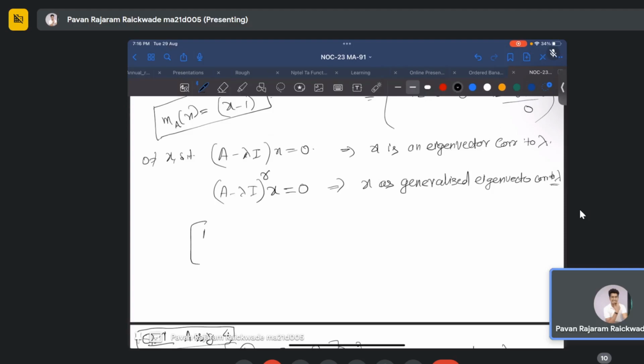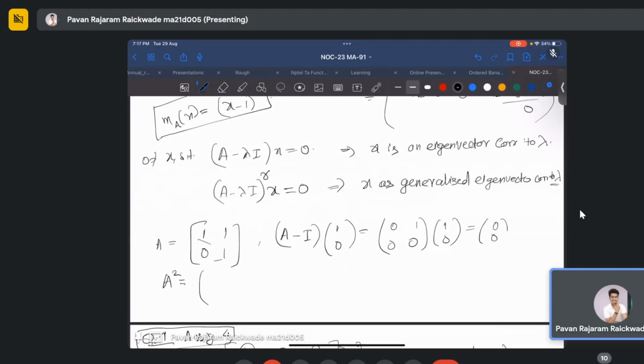An example is maybe you take this as your matrix. So A times 1 0 is 1 0. So this is an eigenvector. But what if I do A square times 0 1? What is A square? No, sorry. That's not a nice explanation. Eigenvalues are only 1. So A minus I times the vector 1 0, what do you get? A minus I is 0 0 0 1 times the vector 1 0 is 0 0. That means 1 0 is an eigenvector. Now what is A minus I squared?